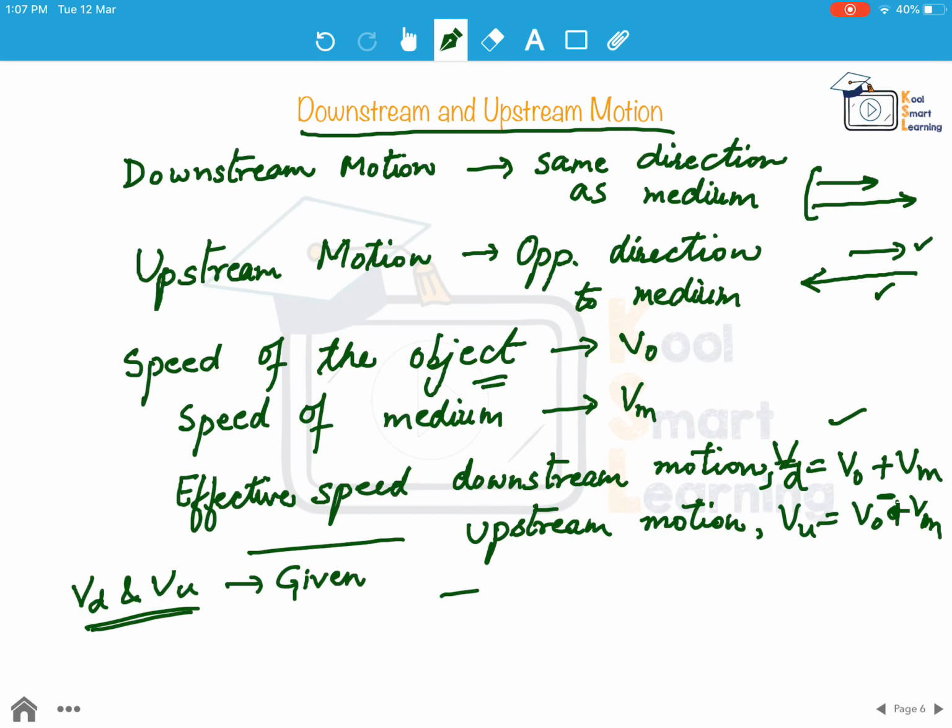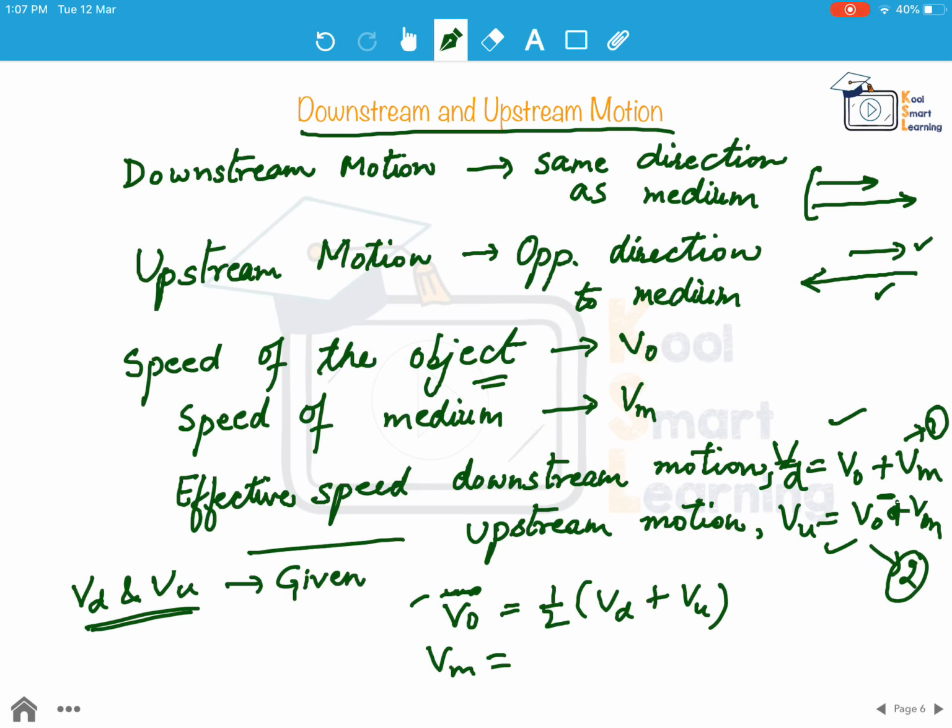If we know these two relations, then we know that Vo, the speed of the object in still medium, when the medium is not moving, will be given by half of Vd plus Vu. We can simply see that if we say, let's say this is equation number 1 and this is equation number 2, if we simply add them, Vd plus Vu becomes twice of Vo. So Vo will be equal to half of Vd plus Vu.